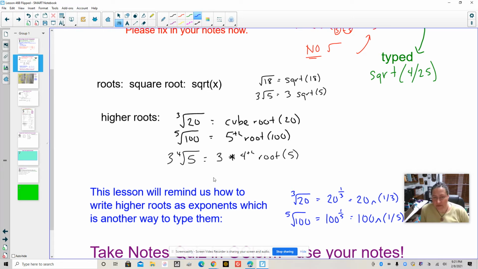Higher roots, which is what this lesson is all about: the cubed root of 20. There's not some cool little short version of that, so you write cubed root, and notice the 20 is in parentheses. The fifth root of 100: fifth root, 100 in parentheses. And 3 times the fourth root of 5 would be 3, and then you need to show multiplication. Please do not use x's in algebra. Those are now variables. You can use the asterisk and then write fourth root, with 5 in parentheses.